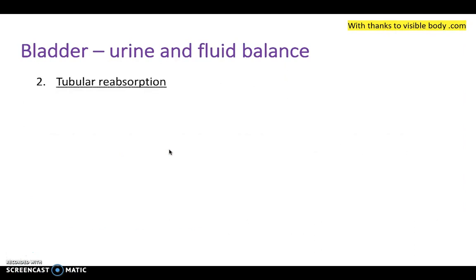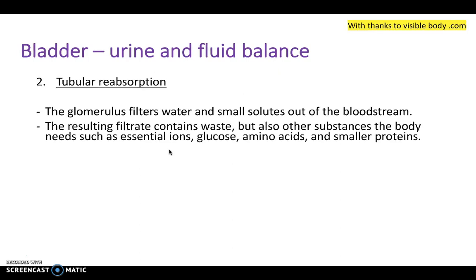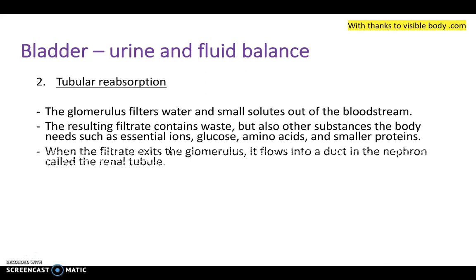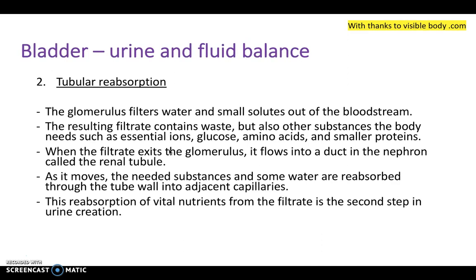So after glomerular filtration, we can have tubular reabsorption, and with thanks to Visible Body for the videos that we're using here. The glomerulus now filters water and small solutes out of the bloodstream, and the resulting filtrate contains waste, but also other substances that the body needs, such as essential ions, glucose, amino acids, and smaller proteins. And when the filtrate exits the glomerulus, it flows into a duct in the nephron called the renal tubule. As it moves, the needed substances and some water are reabsorbed through the tubule wall into adjacent capillaries. And this reabsorption of vital nutrients from the filtrate is the second step in urine creation.